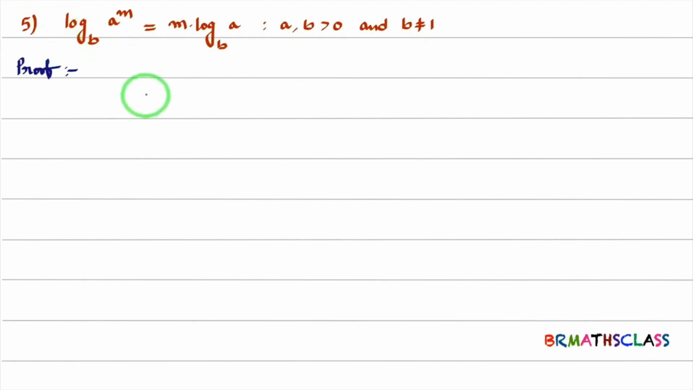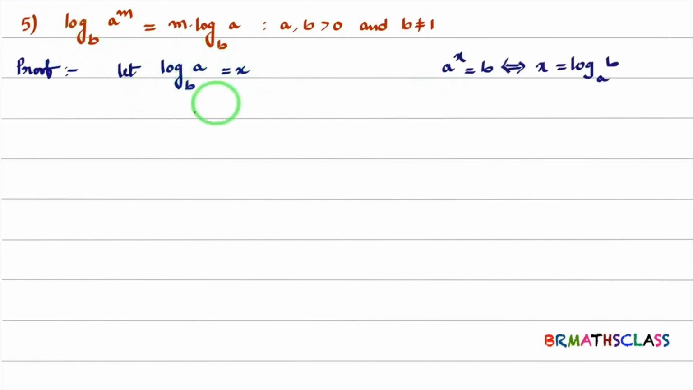To prove this result, you take log a base b as x. How do we write this expression in exponent form? Base power this number equals a. This is what we learned from the beginning of the chapter. b^x = a. Now to get this result, I'll take the whole power m on both sides.